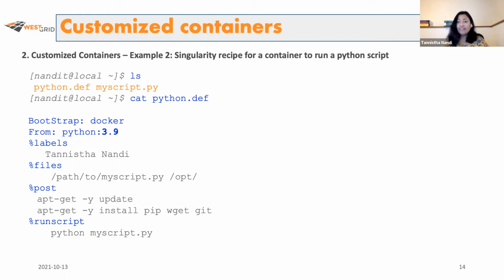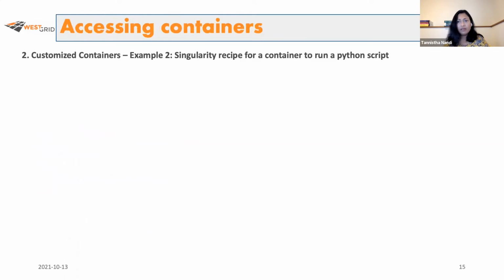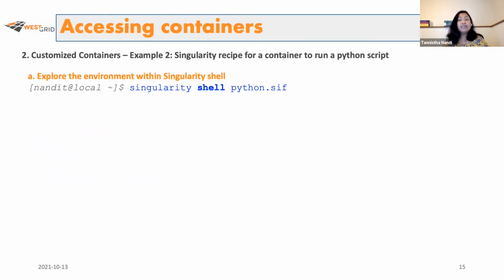Now with this recipe file, if we build the Python container, it should be the same process as before using sudo singularity build. We should get a container ready for the Python script that we have. So now that our container image is ready and it is called python.sif, let's explore the container.